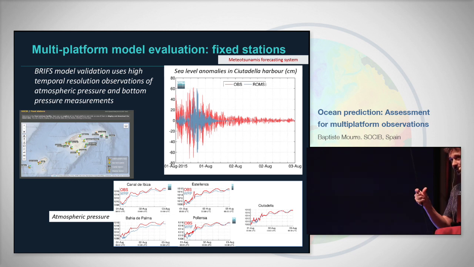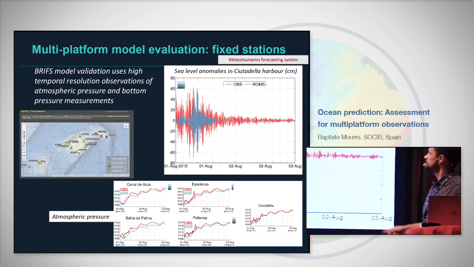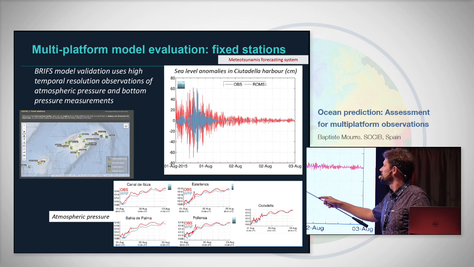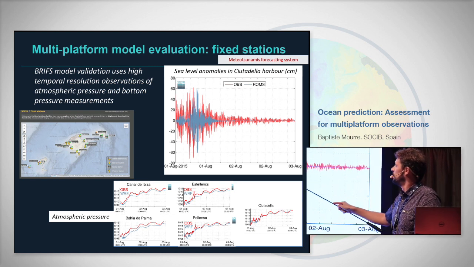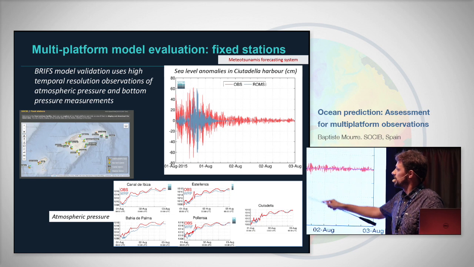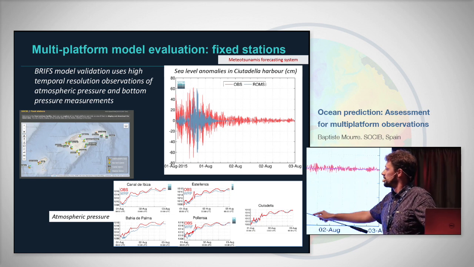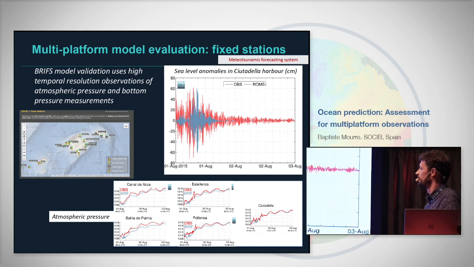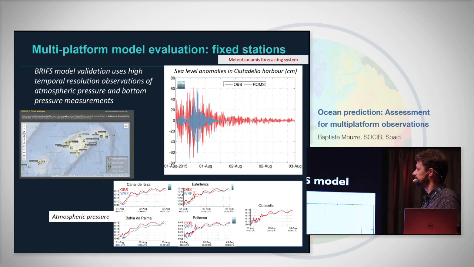So you generally don't have a perfect match, but you have some oscillations in the best cases at the right time with the right amplitudes. And then you really validate with the time series, with the bottom pressure time series, the ROMS, and the observations. So in that case, we had a very nice match in the amplitude of the Rissaga, which is the problem, which is the most problematic aspect.